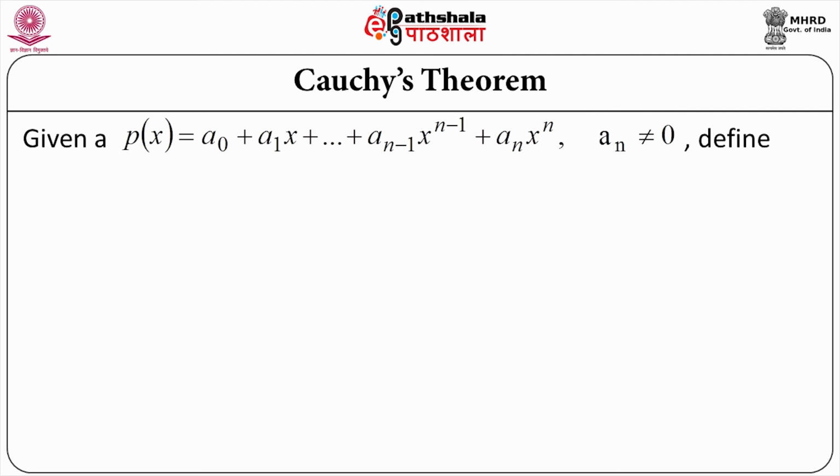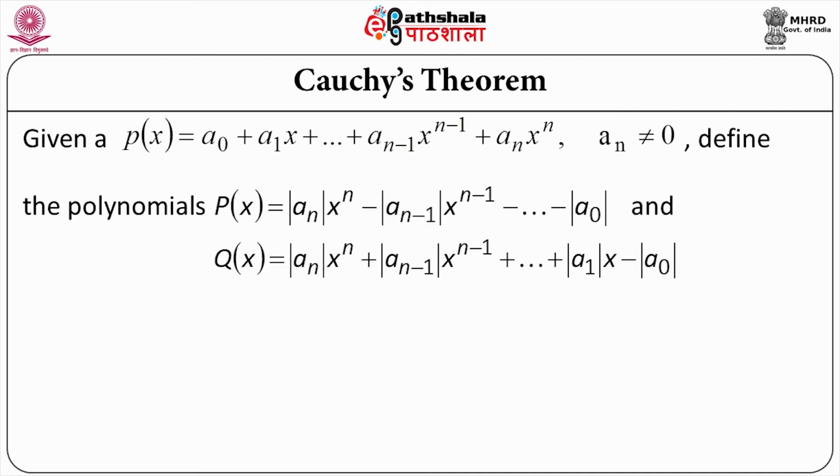So, again we have a polynomial, the same polynomial given by a0 plus a1 x plus a2 x square up to a n x raised to n, where a n is different from 0. Now, in this case we define two new polynomials from this small p x, which we denote as capital P x and capital Q x.